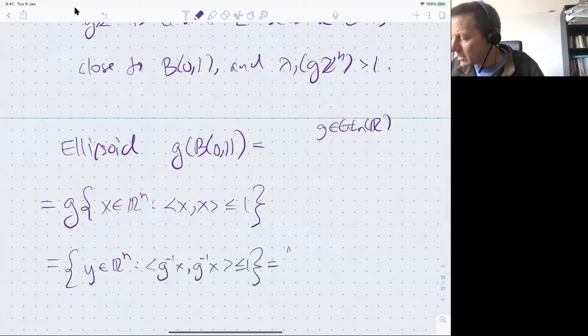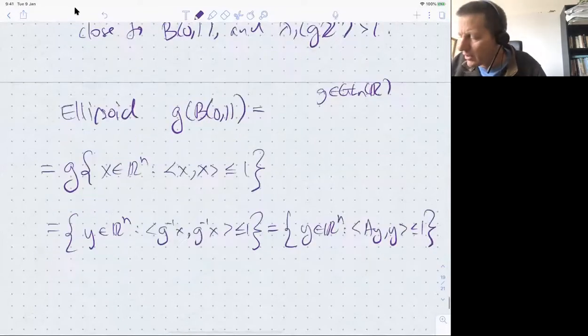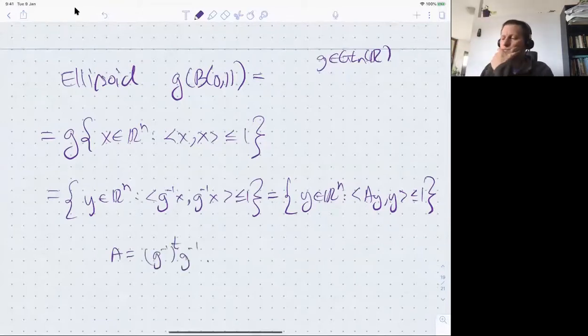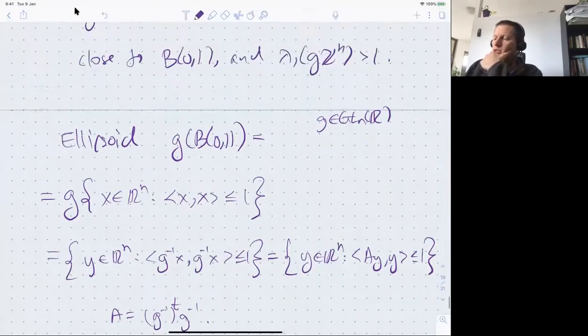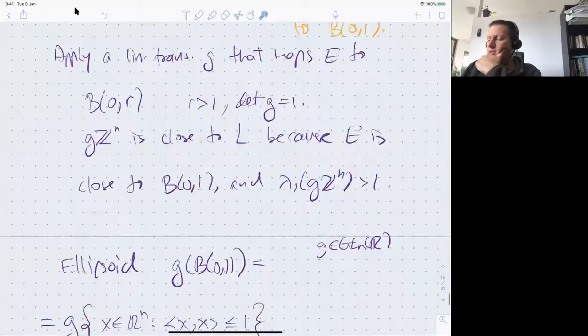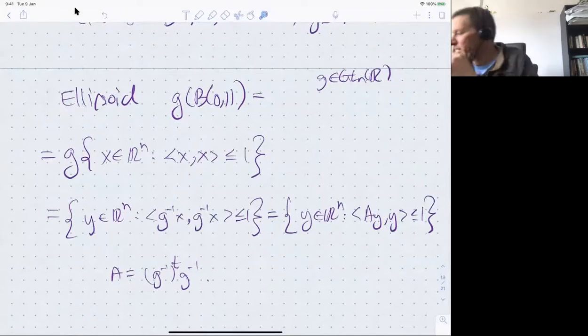And this is the same as Y in Rn such that AYY is less than 1, where A is G inverse transpose G inverse, right? So this is the connection between this proof strategy, which involves deforming a Euclidean ball into an ellipsoid of larger volume, and symmetric matrices: it is through this link, okay? And that's basically going to be the proof.